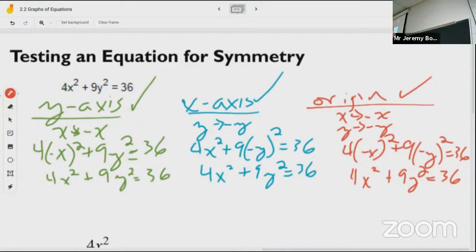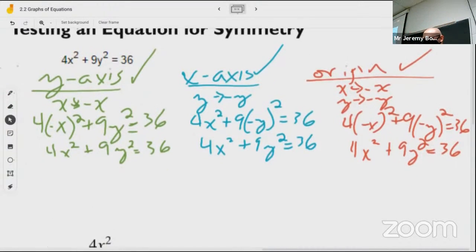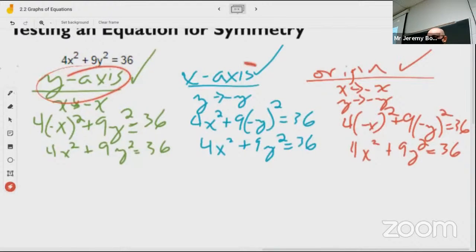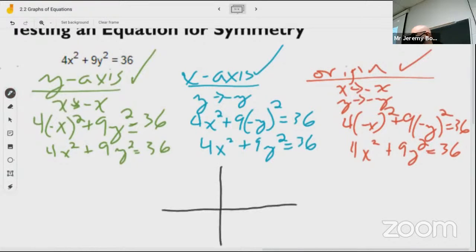So my question is, is there any relationship between it being symmetric with respect to the y-axis, x-axis, and origin? And we can think about it. So we're going to start in quadrant 1. You could do this for all the different quadrants, but it's just easier to start in quadrant 1, right? Let's just choose a point. 2, 3. We'll see if this works out. If not, we'll go back to variables.